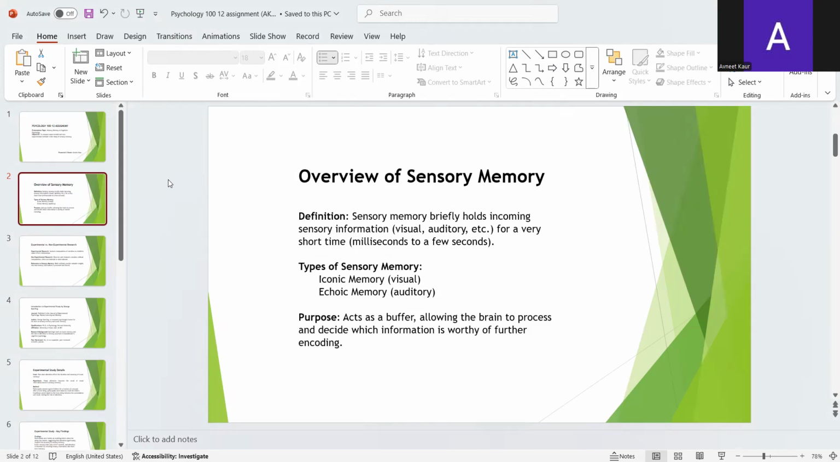Firstly, the overview of sensory memory. The definition of sensory memory is to briefly hold incoming sensory information, which could be visual, auditory, etc., for a very short time, even milliseconds to a few seconds. There are basically two types of sensory memory: iconic memory, which is associated with visual, and echoic memory, which is associated with auditory. The purpose of sensory memory is to act as a buffer, which allows the brain to process and decide which information is worthy of further encoding.